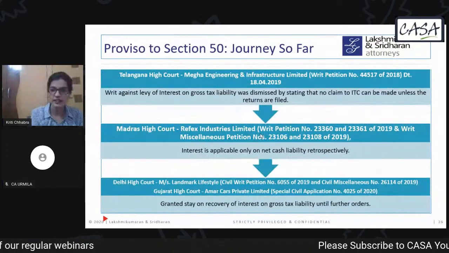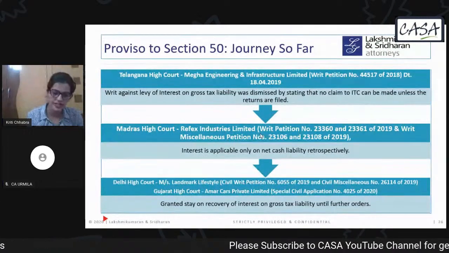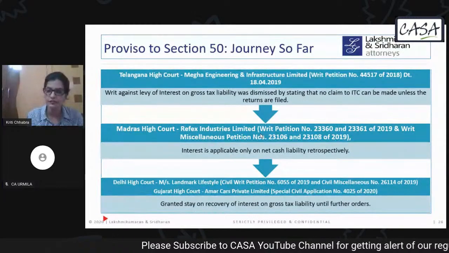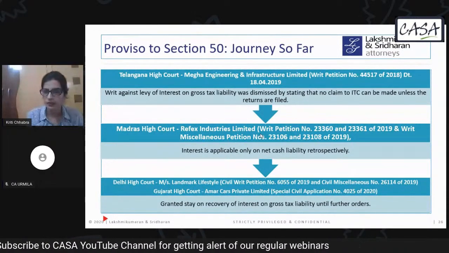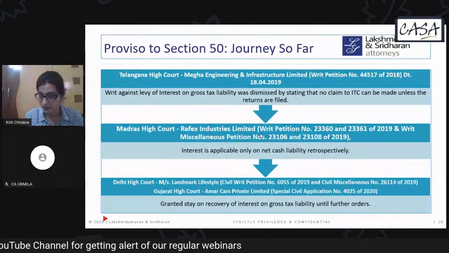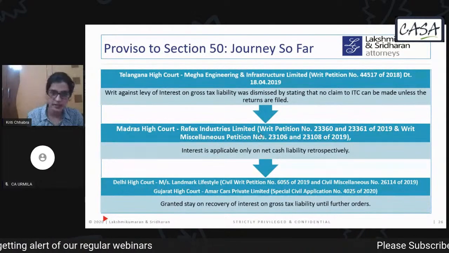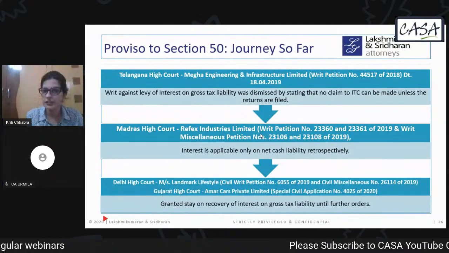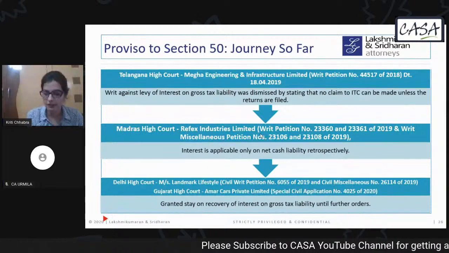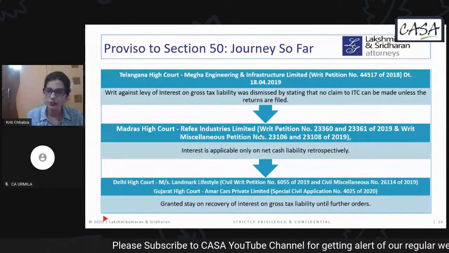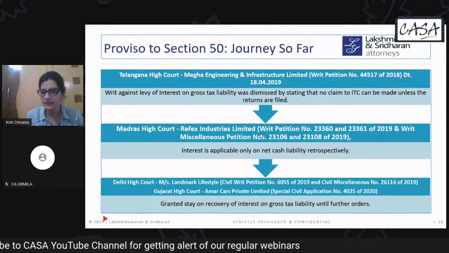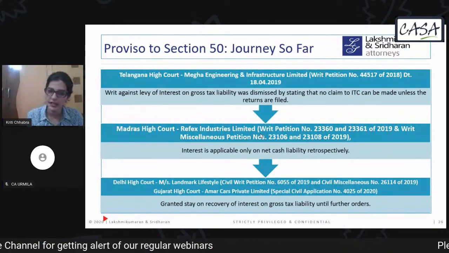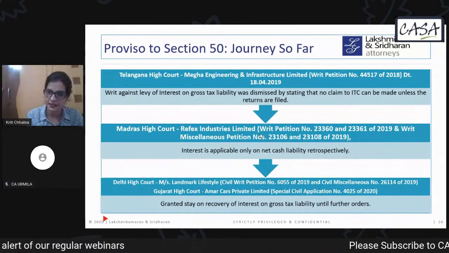Meanwhile, we had certain High Court judgments in this respect on the very similar issue, wherein we have contrary judgments. Like if we see Telangana High Court in the case of Mega Engineering and Infrastructure Limited, therein the court rejected the argument or the appeal of this petitioner on the ground that you cannot pay interest on net cash liability, rather you have to pay interest on gross tax liability.